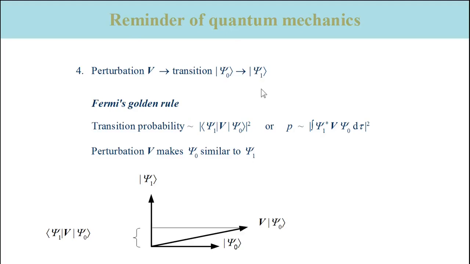The probability for a transition is given by Fermi's golden rule, which is one of the few equations that I want you to remember. Fermi's golden rule was discovered by Paul Dirac, but named golden rule by Enrico Fermi. That's where the name comes from. According to the rule, the probability for the transition is proportional to the squared absolute value of the scalar product of the vector psi1 and the vector psi0 under the influence of the perturbation operator V.